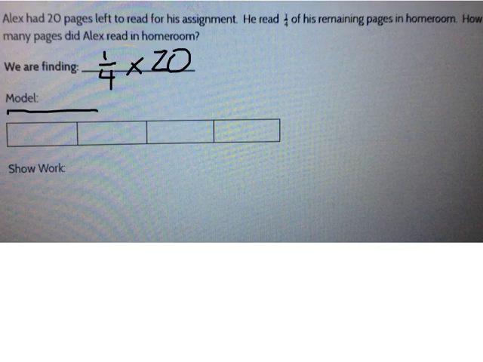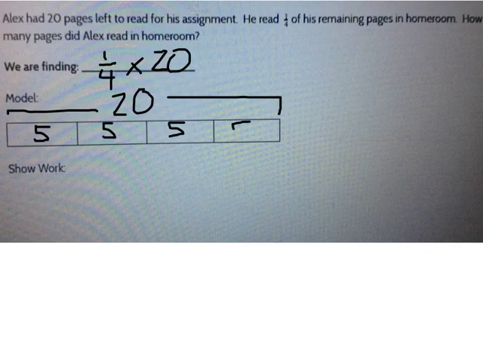I know that Alex is starting with 20 pages to read. If he splits those 20 pages into 4 equal groups, how many will be in each group? 5, because 20 divided by 4 is 5. So, 1/4 of 20 is 5. Let's prove it using multiplication.